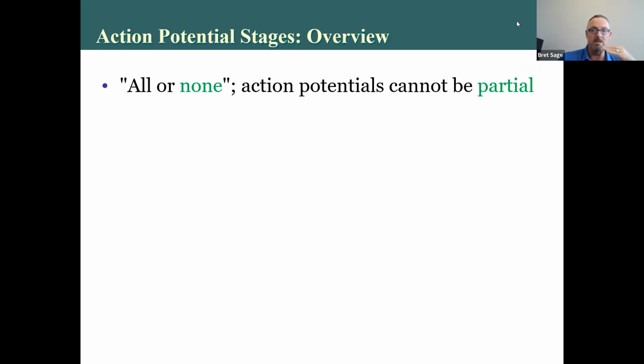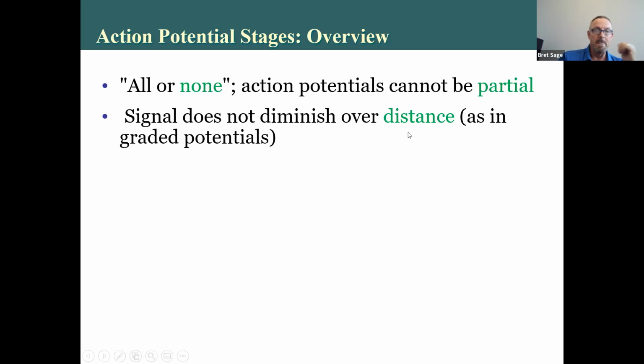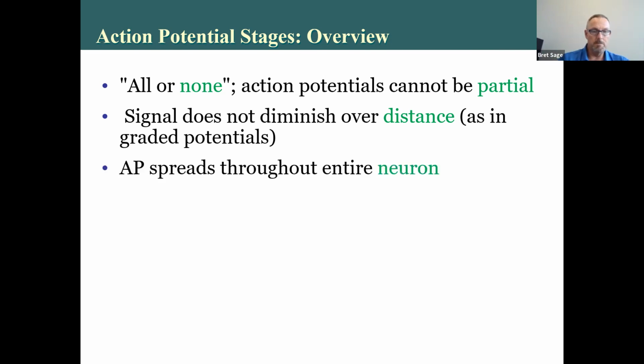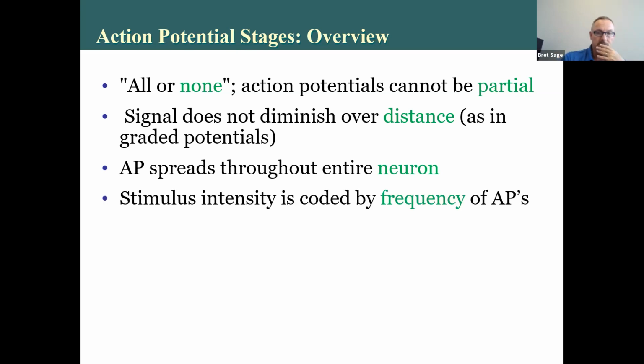Can't be a half action potential. It's either going to go completely or not at all. The signal does not diminish over distance, as in graded potentials. In the same way that a wildfire with fuel is not going to get any cooler, the action potential is going to continue to generate the signal all the way down the axon because it's going to get re-stimulated, re-strengthened by the sodium gates sitting right next to it, opening, adding more sodium. So the action potential spreads throughout the entire neuron, but it doesn't matter. The only place that matters is down the axon.